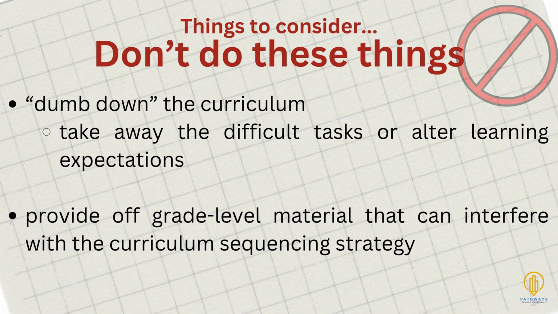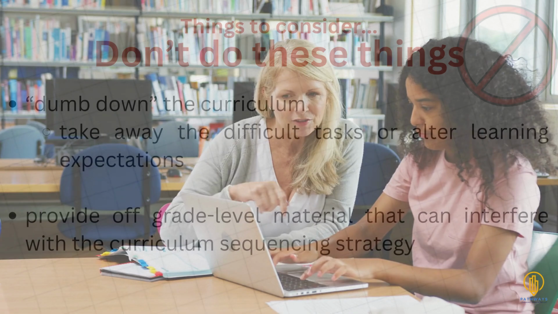Also, don't provide off-grade level material that can interfere with the curriculum sequencing strategy. In other words, don't just pull a book from the library shelf about the civil rights leaders throughout history if you're only focusing on segregation during the Jim Crow era. Instead, find a book, video, or article on their reading level that might help them hit all of the standards pertaining to that target skill, rather than just hitting a target skill in a general sense.